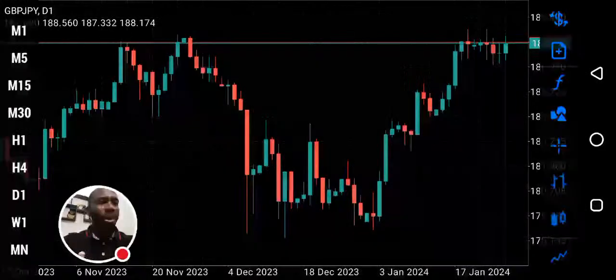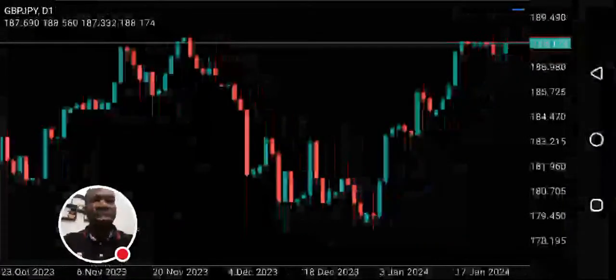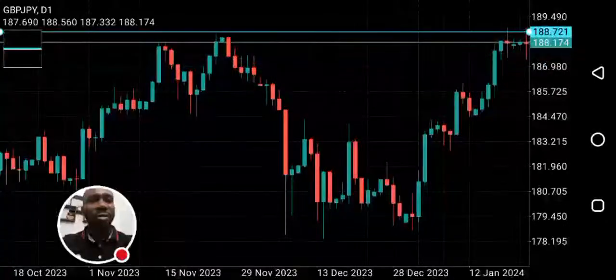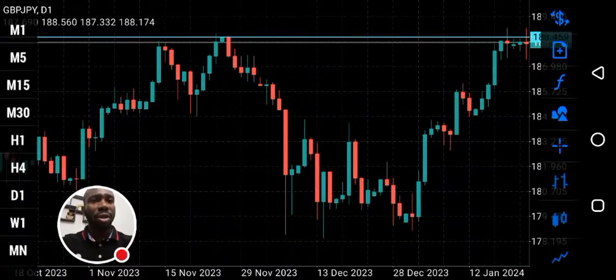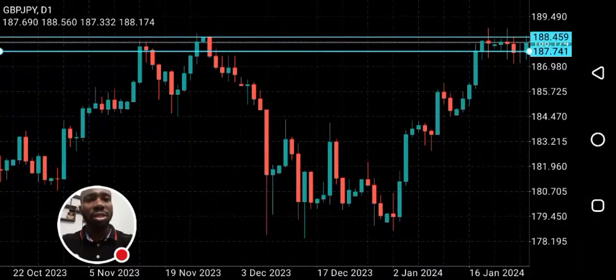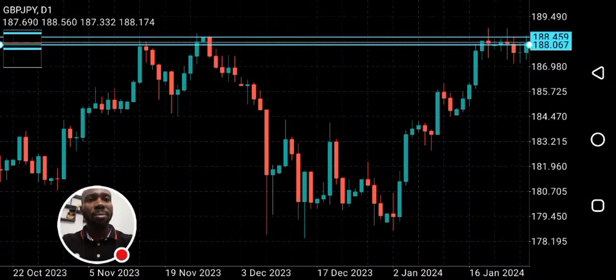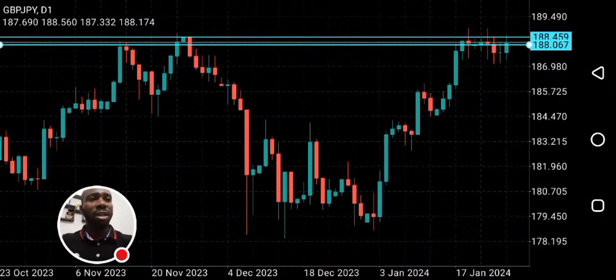If you look at what we have on GJ, it's a resistance level. You can see we had a previous resistance level here. We also hit that level, and there has been a strong resistance from that level. Price has been testing that level, and there's been a strong rejection.